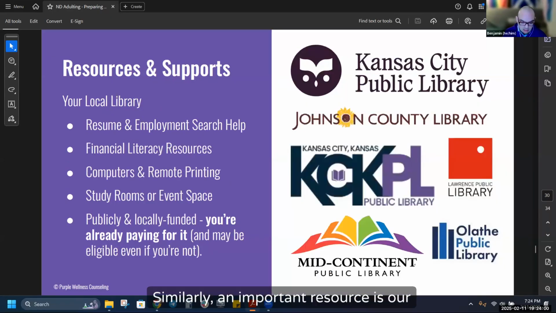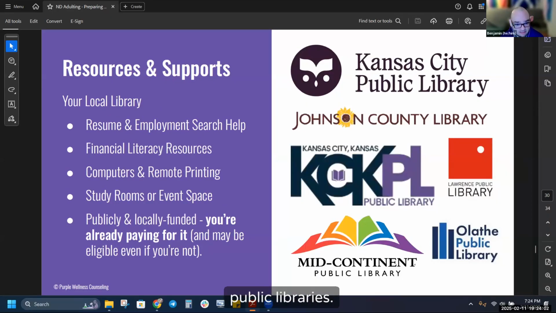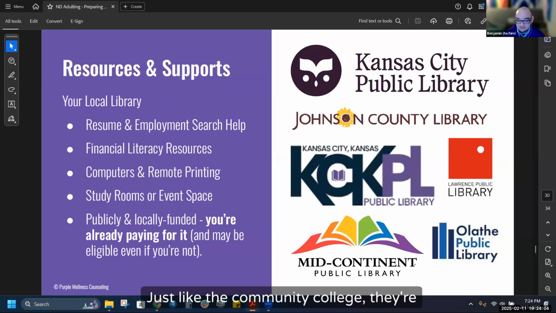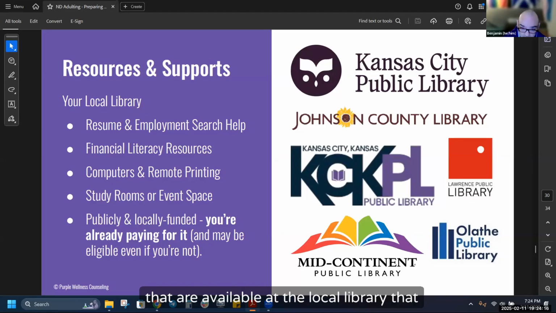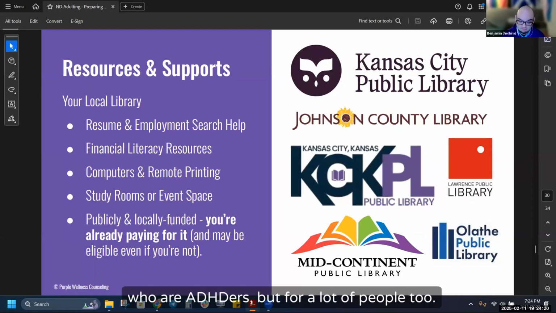Similarly, an important resource is public libraries. Just like the community college, they're locally funded and paid for. You are already paying for it. And so part of how we can ensure these institutions are available is to use them. We're paying for them, let's use them. Some things that people may not be aware of that are available at the local library can be particularly helpful for those of us who are ADHDers, but for a lot of people too.